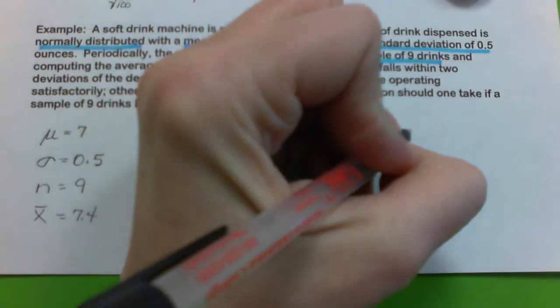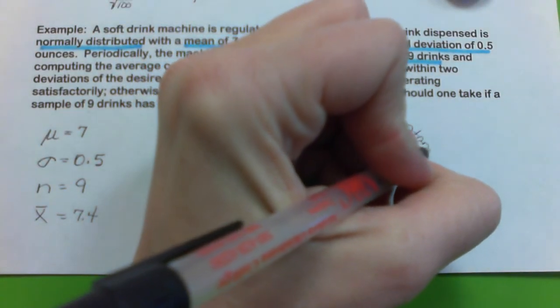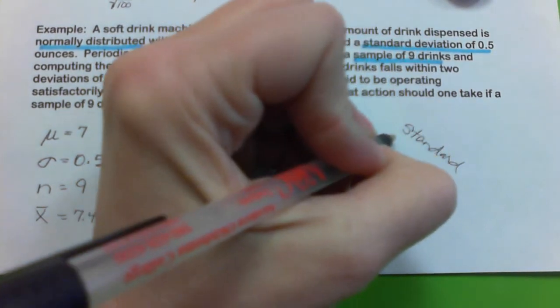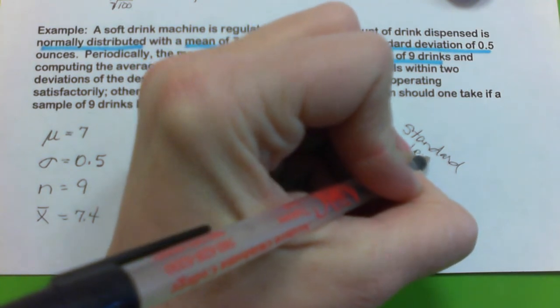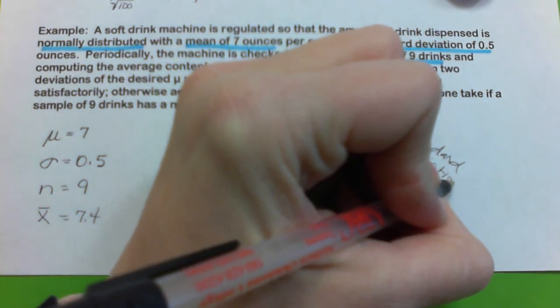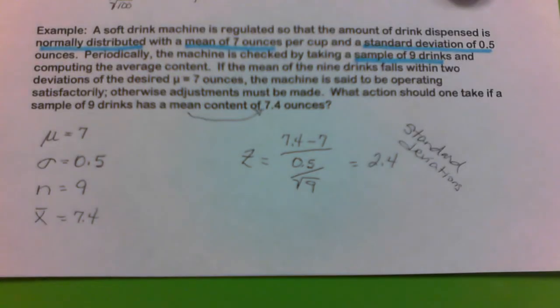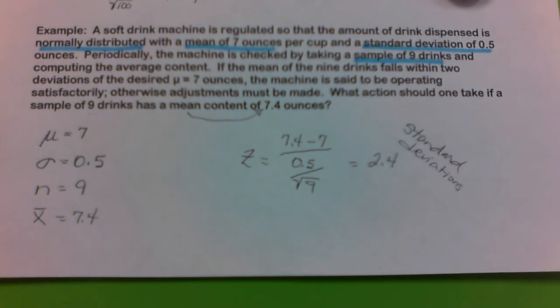Well, Z value tells you how many standard deviations away that you are. The problem told us we need to be within 2 standard deviations. Well, we're further than 2 standard deviations. We're 2.4 standard deviations. So that tells me that the machine is a little out of whack and needs to be adjusted. That is chapter 6.5.